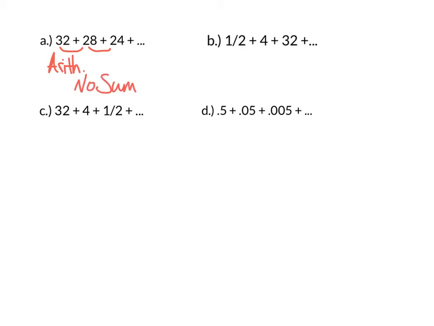In the second one, as I go from 1/2 to 4, I'm multiplying by 8. And when I go from 4 to 32, also multiplying by 8. Now we do have a geometric series. However, the common ratio being 8, it's too big. It's greater than 1. Each term is getting bigger. But that's going to mean that, again, we have no sum.